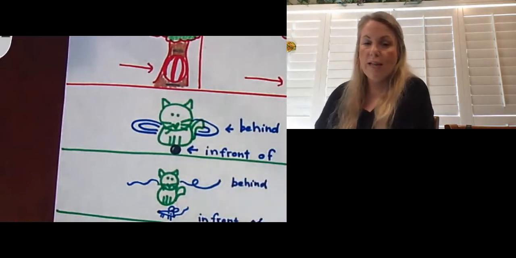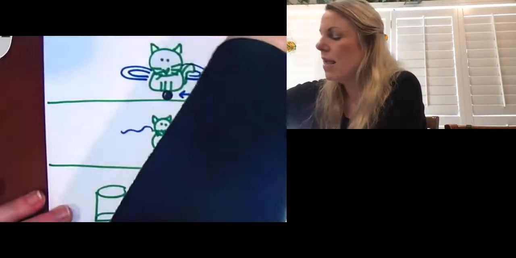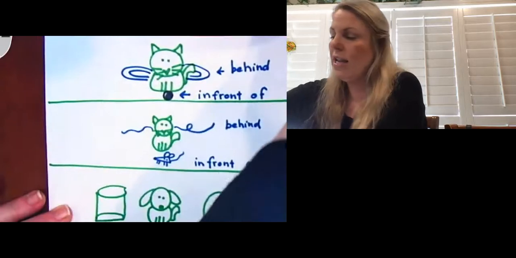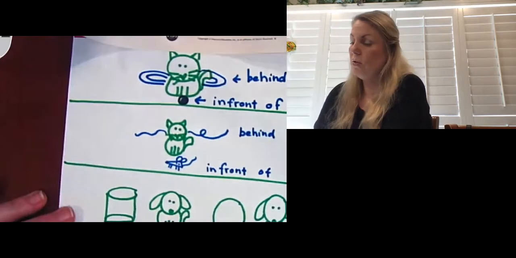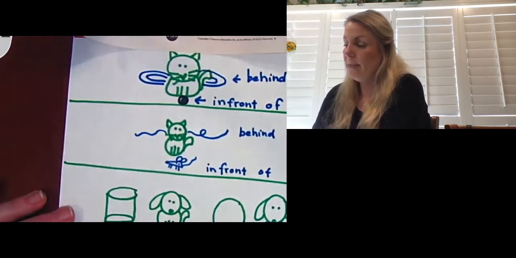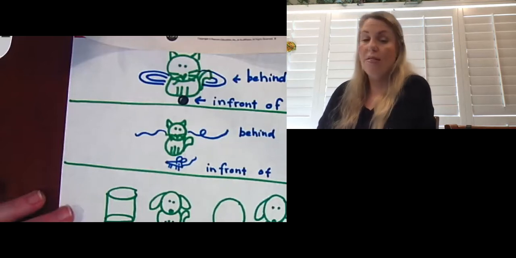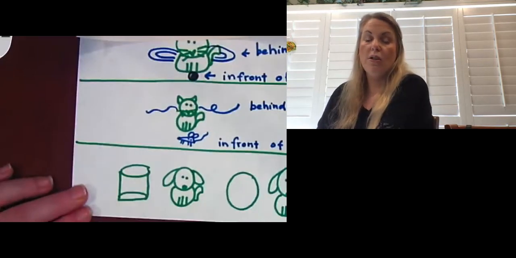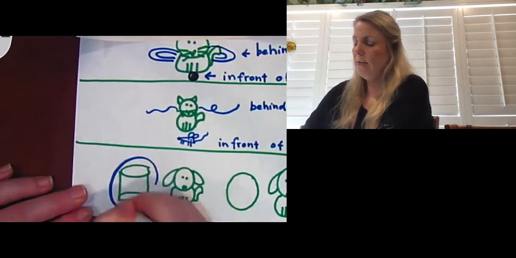Okay, let's look at this last picture. This last picture is a little bit silly because we've got some puppy dogs. And next to the puppy dogs, we've got some shapes, right? What I want you to do is circle the cylinder next to the puppy dog. So there's two puppy dogs, but which one is the cylinder? That's right. This one right here.